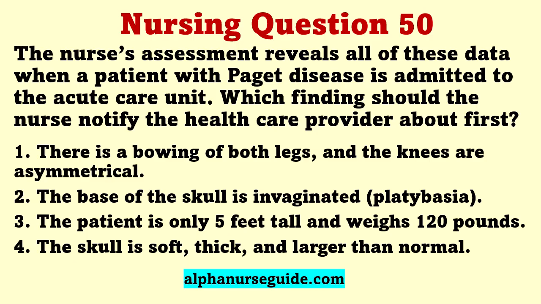The correct answer is 2. The base of the skull is invaginated, platybasia. Rationale. Platybasia, basilar skull invagination, causes brainstem manifestations that threaten life. Patients with Paget disease are usually short and often have bowing of the long bones that results in asymmetrical knees or elbow deformities. The skull is typically soft, thick, and enlarged.